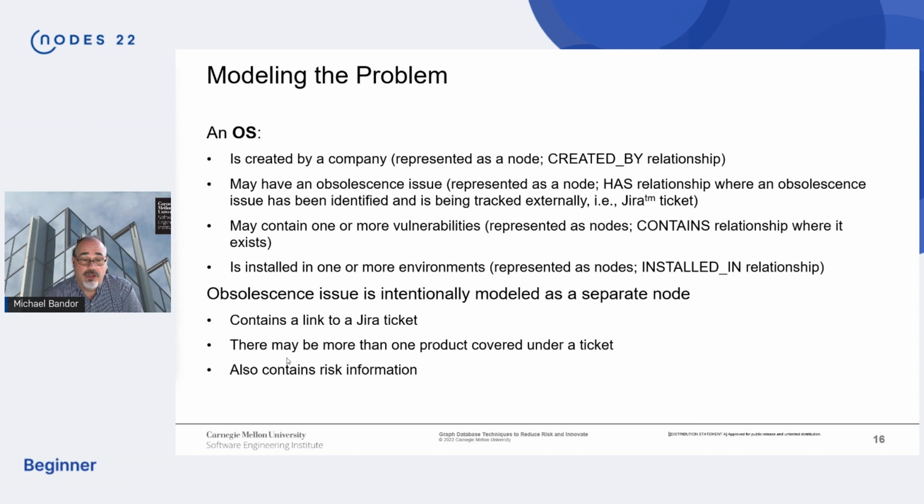Now, the way we found out, their JIRA tickets and their obsolescence process, it wasn't necessarily one JIRA ticket to one product. You could have one JIRA ticket covering multiple products, or one product was under multiple JIRA tickets, depending on which environment it had been installed in. They also had some risk categorization that was contained within that JIRA information.